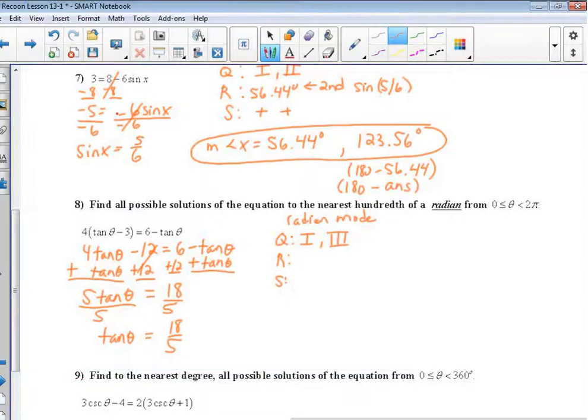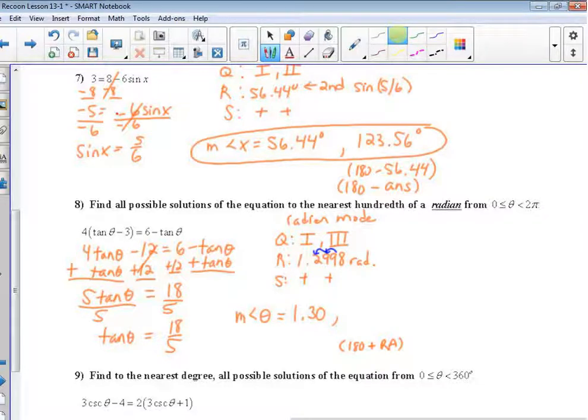So my reference angle was 1.2998, and that's radians, and my tan was positive. So in quadrant 1, the measure of angle theta is to the nearest hundredth 1.30. The 9 rounds up to a 0, which rounds the 2 up to a 3. In quadrant 3, I am doing 180, supposed to be doing 180 plus the reference angle.